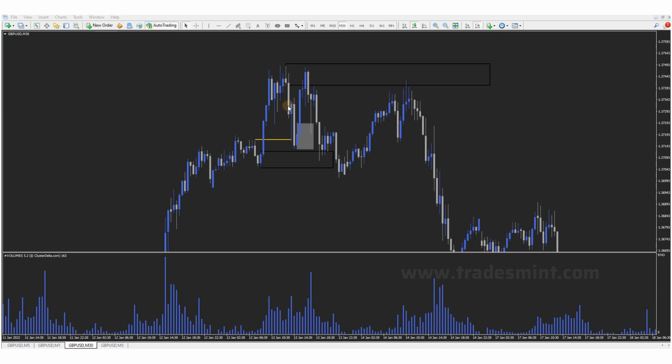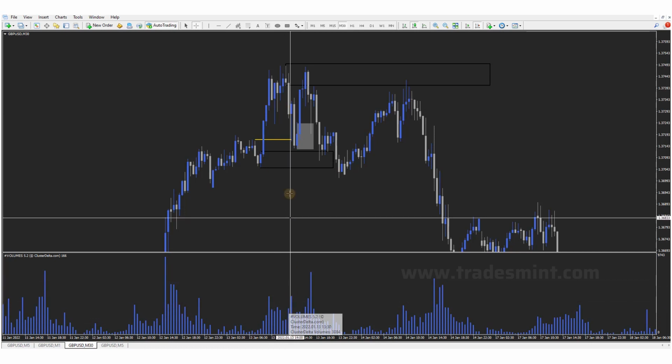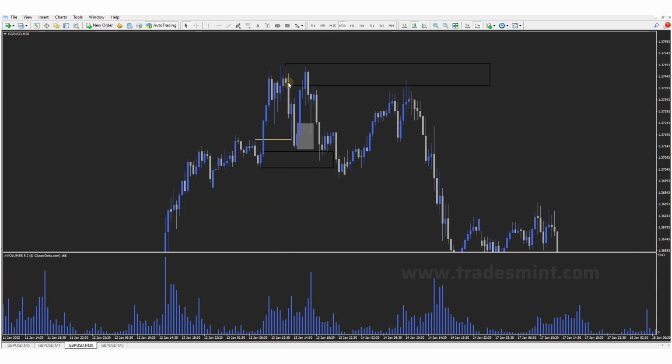I marked here my smaller time frame supply zone. I'm just checking if this fits my criteria. So I want to see that the leg out has a bigger volume than the base. So it's confirmed, I have my supply.